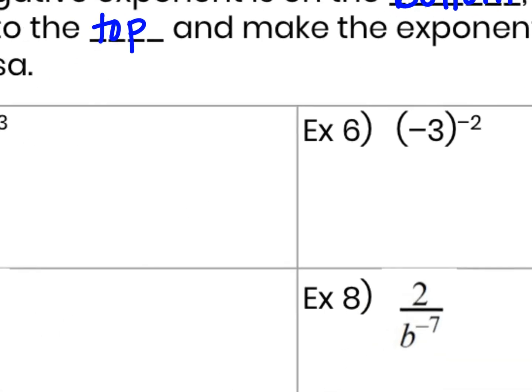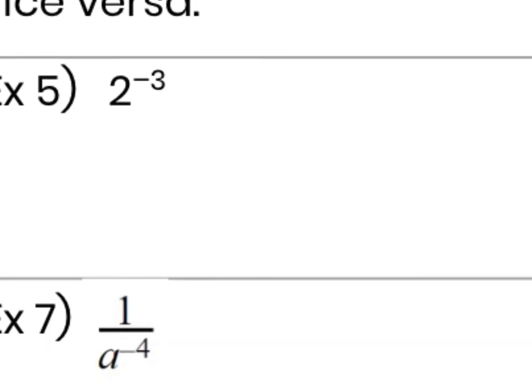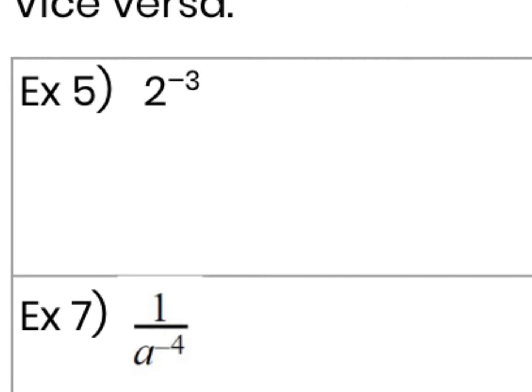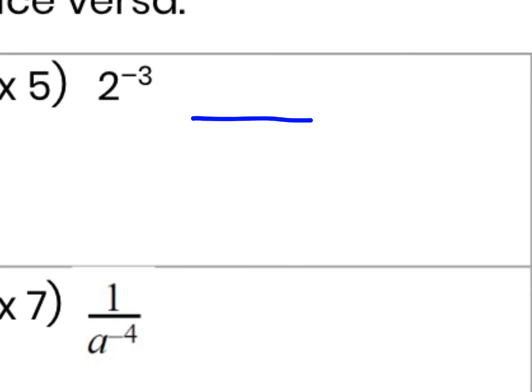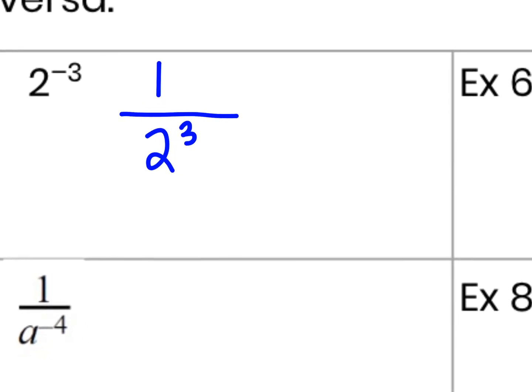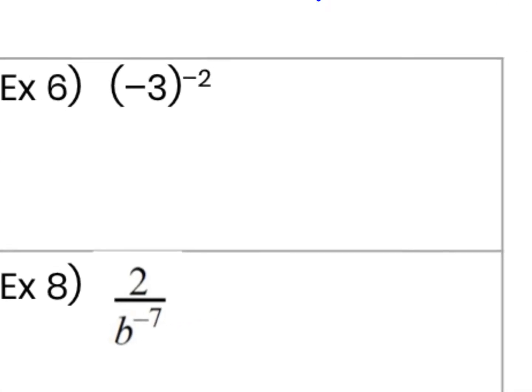Okay, so let's look at our examples. Example number 5. It's 2 to the negative 3rd power. Since that's a negative exponent, I'm going to get that 2, and I'm going to move it to the bottom. That way it can become positive. And since the top is blank, we're going to fill that in with a 1. Okay, that's it.